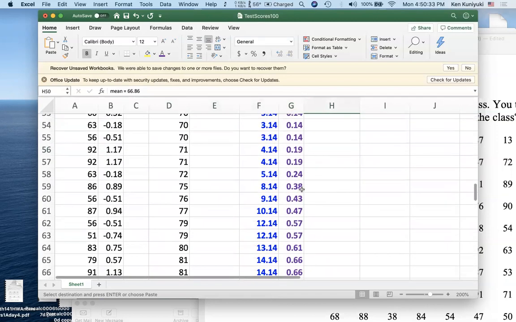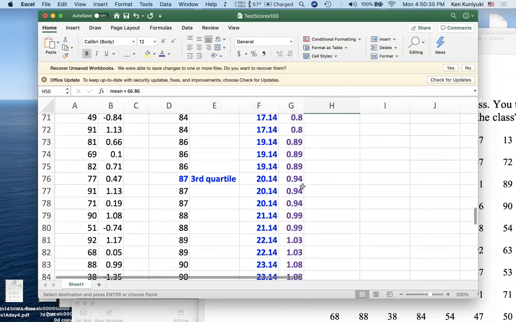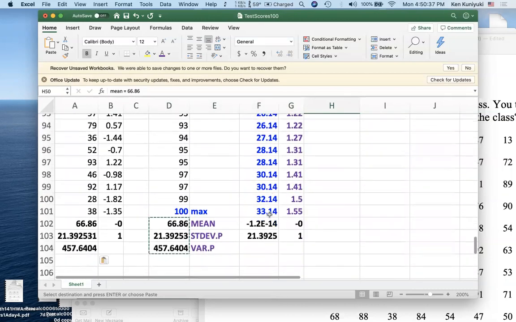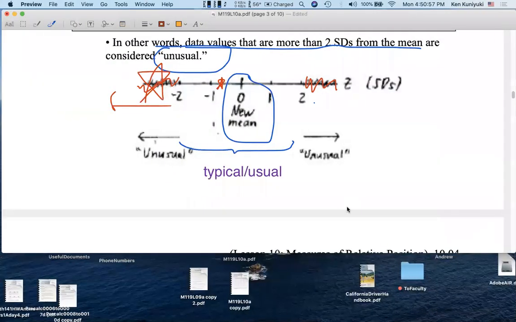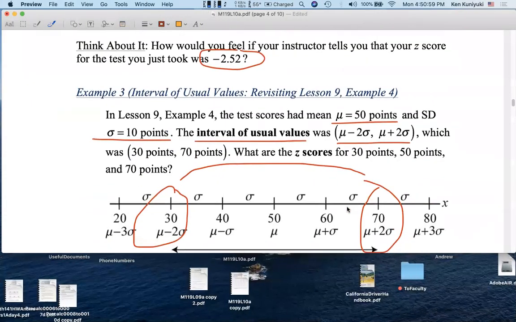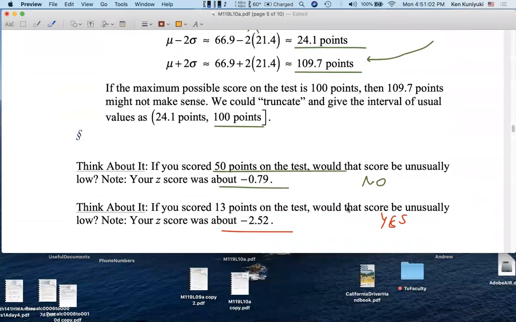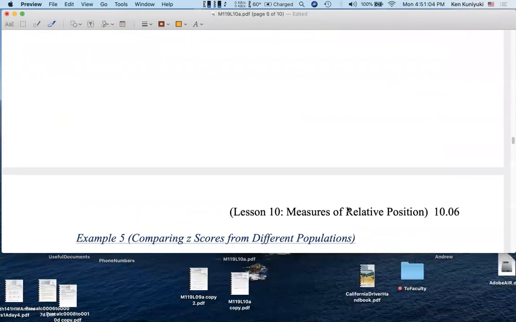And then we get to the positive z-scores. These people beat the mean, and the person who got 100 points scored 33 points above the mean in raw terms, a z-score of 1.55. But that's only 1.55 standard deviations above the mean. So although this person should feel somewhat proud, this was not unusually high. It was not a spectacularly high score. It's not an outlier by any means. All right. Next up, comparing z-scores from different populations.